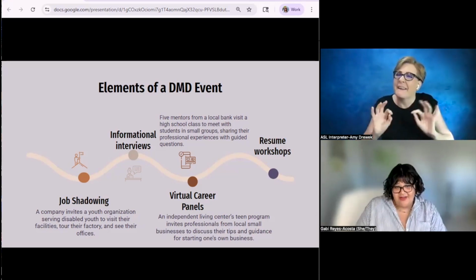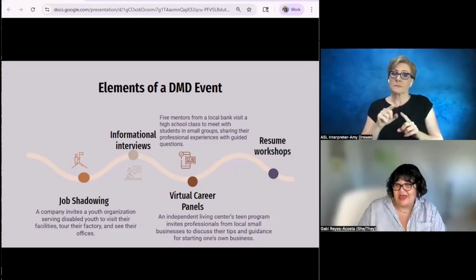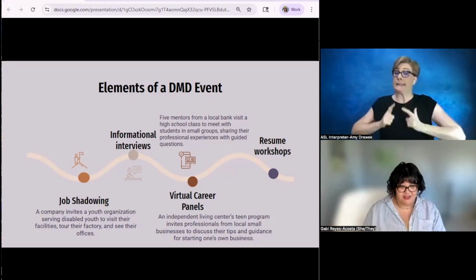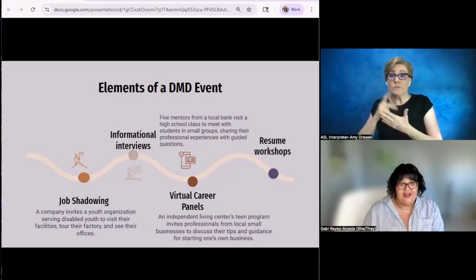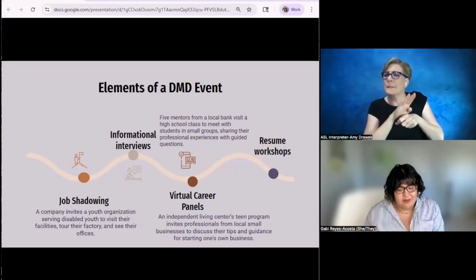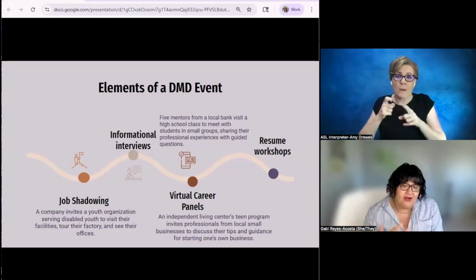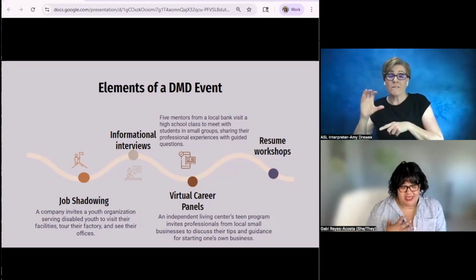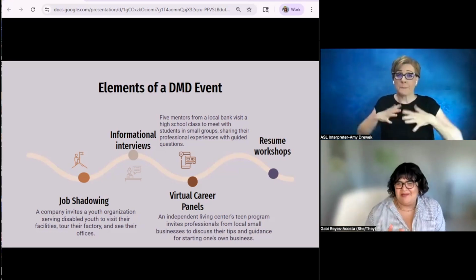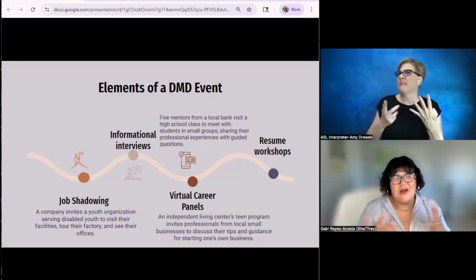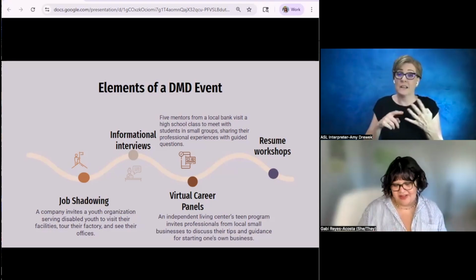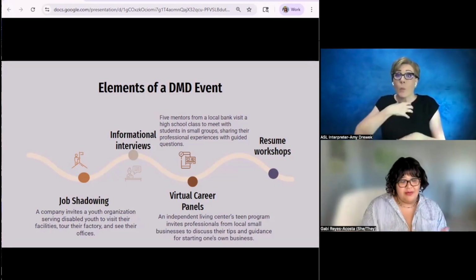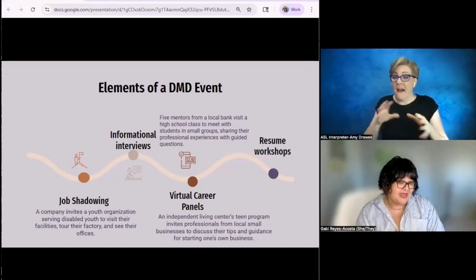Another element of a DMD event is virtual career panels. That can look like an independent living center's teen program inviting professionals from local small businesses to discuss their tips and guidance for one's own business. Maybe you have a panel where business owners sit together and talk. Maybe there's someone who owns their own law firm, someone who has a boutique, someone who owns a restaurant, right? And they can share in a panel setting what that experience was like for them, what they navigated, what they wish they'd known, and then they can move into a Q&A session with their mentees.